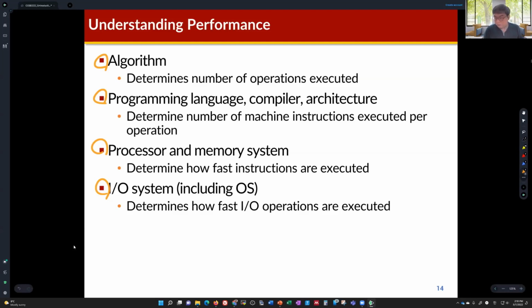Like, oh, first, algorithm. So algorithm is just the software, and algorithm is some theory or some methodology that decides the answer to our questions or our inputs. So algorithm also decides the performance of our software. Also, programming language, compiler, or architecture. Architecture means instruction set architecture.